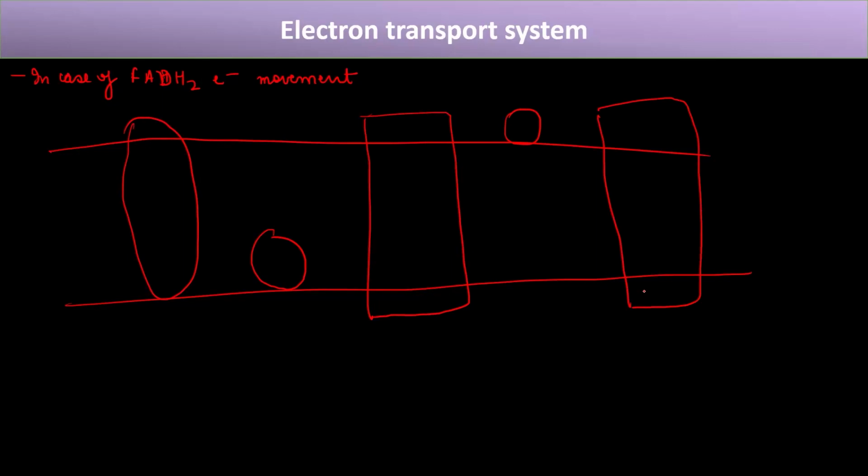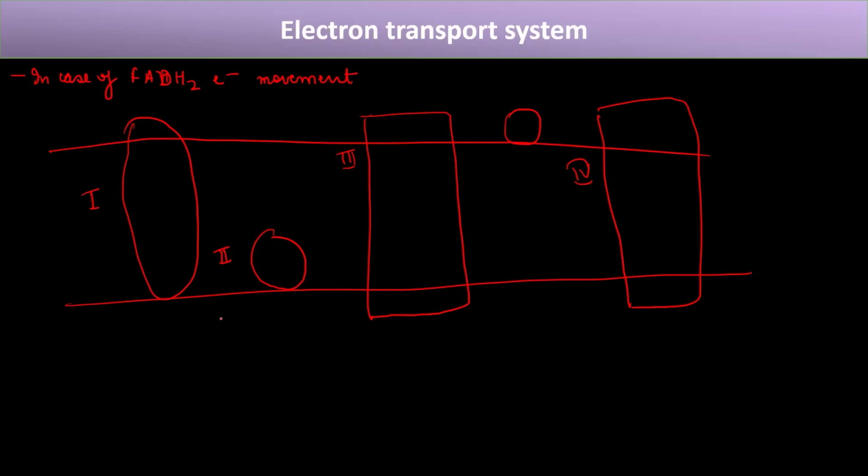Right. Complex 4. So what happens in this case? Instead of complex 1, this is complex 1, this is complex 2. So in this case, complex 2 is the primary electron acceptor. In the case of FADH2, the primary, or first, electron acceptor is complex 2, not complex 1.